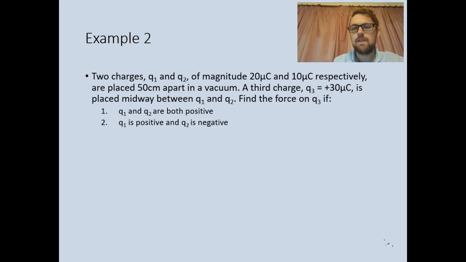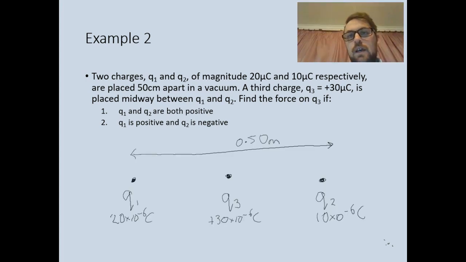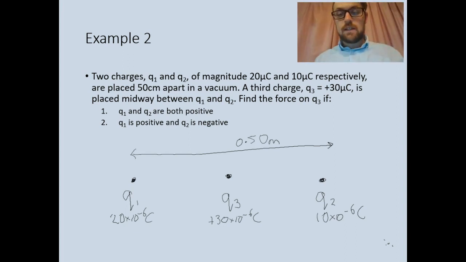All right. So for this example, we're looking at part 1. Two charges Q1 and Q2, magnitude 20 microcoulombs and 10 microcoulombs respectively, are placed 50 centimeters apart in a vacuum, and a third charge of plus 30 microcoulombs is placed midway between Q1 and Q2. Find the force on Q3. So the first thing we want to do here is draw a diagram. And that's what I've done now. So the diagram is here.